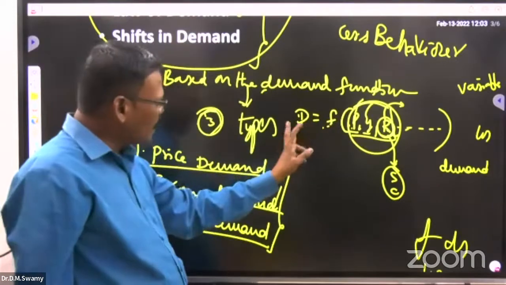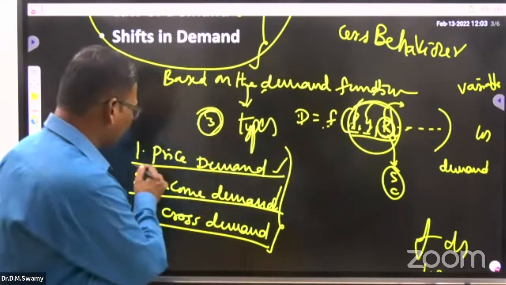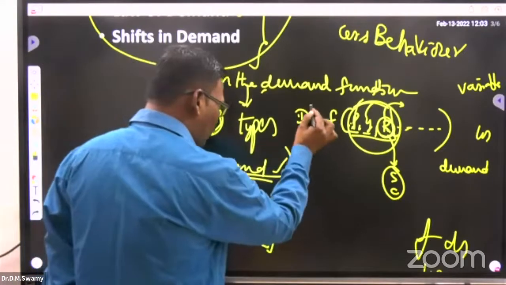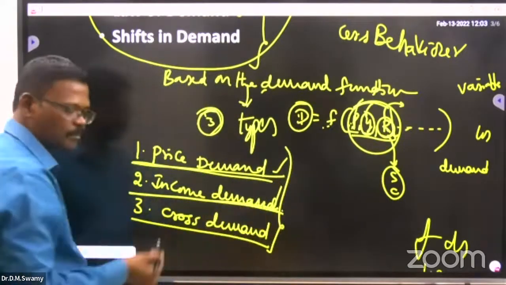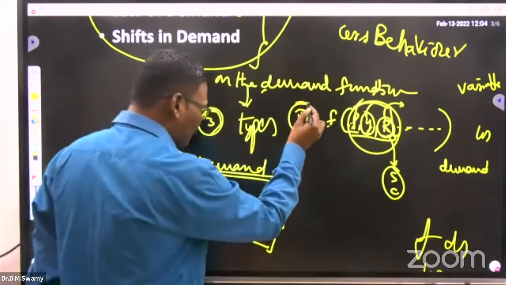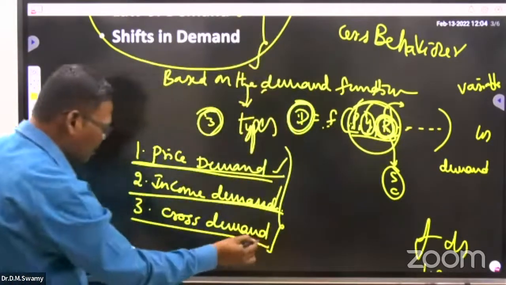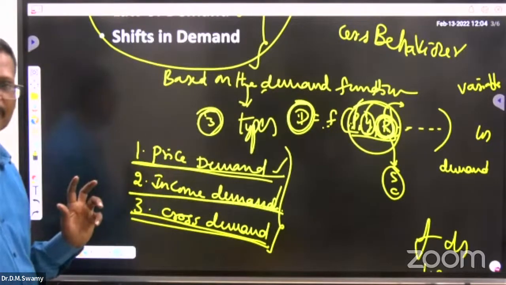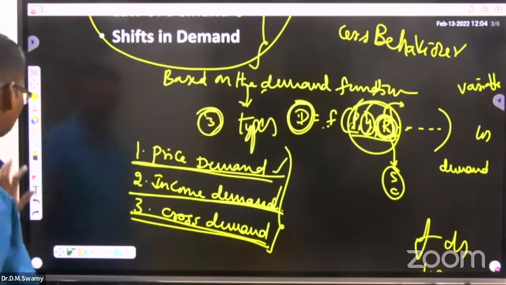If we explain the relationship between only demand and price, it is called price demand. If we explain the relation between only demand and income, this is called income demand. If we explain the relationship between demand and the price of related commodities, it is called cross demand. So like this, the demand is divided into these three categories.